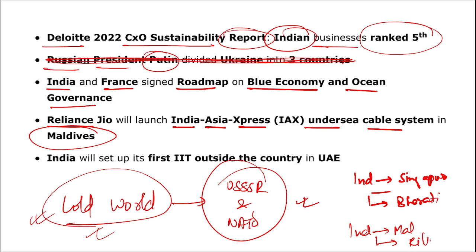We did the questions correctly. You just got confused. You didn't read whether it was between India and Maldives. These are two separate questions, so it is just a correction on your part that you should make. So do go through the video once again. That will be helpful. Next, India will set up India's first IIT outside the country in UAE.